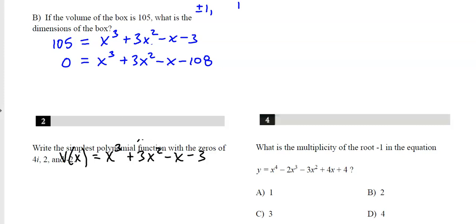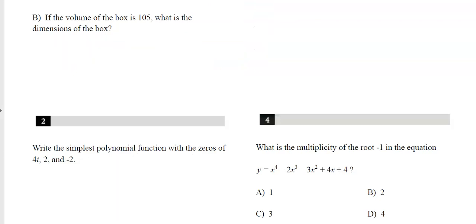I could do, 1 and 108, 2 and 54, 3 goes in there, 36, 4 goes in there, 27, 5 doesn't go in there, 6 goes in there, it's 18, 7 no, 8 no, 9 goes in there, 9 goes in there 12 times, and I believe that's it. So those are all my possible roots if it's rational. So I'm kind of looking for 1, 2, 3, 4, 6, something like that. But we'll see. So let's graph this thing.